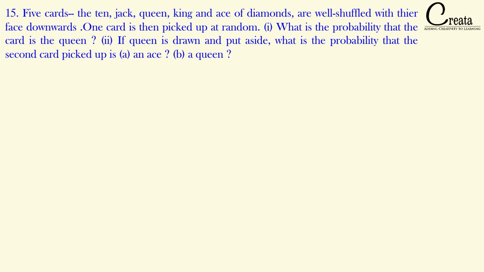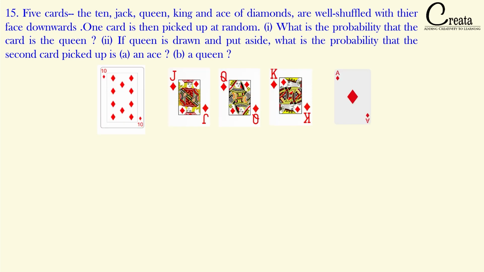So let's observe the question. This question is only talking about 5 cards. We are not having the full pack of 52 cards. We are only having 5 cards. So these are the 5 cards. We have to find the probability of different scenarios. We will take the first scenario, that is, what is the probability that the card is the queen?